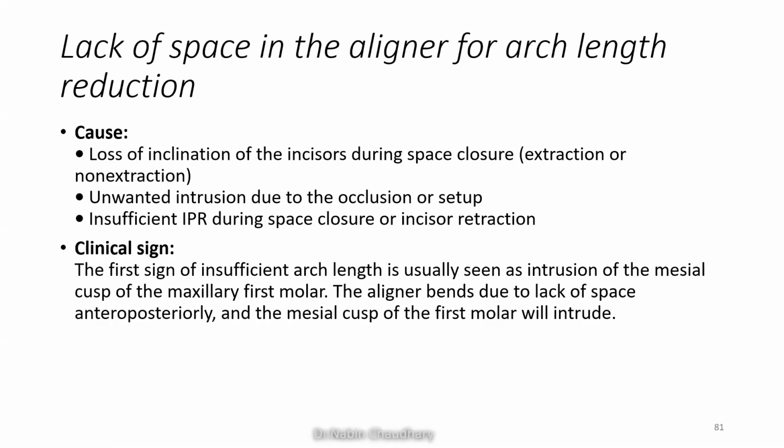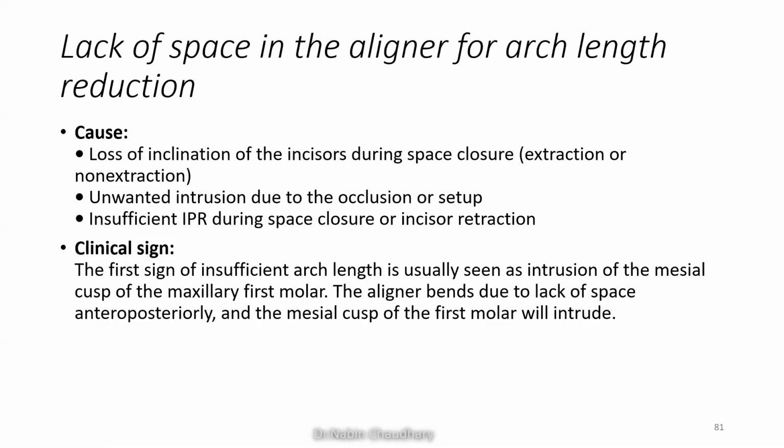Another cause for posterior open bite is the lack of space in the aligner for the arch length reduction. The cause for this can be the loss of inclination of the incisors during the space closure. Also, there can be unwanted intrusion due to the occlusion of the setup, and insufficient interproximal reduction during the space closure or the incisor retraction.